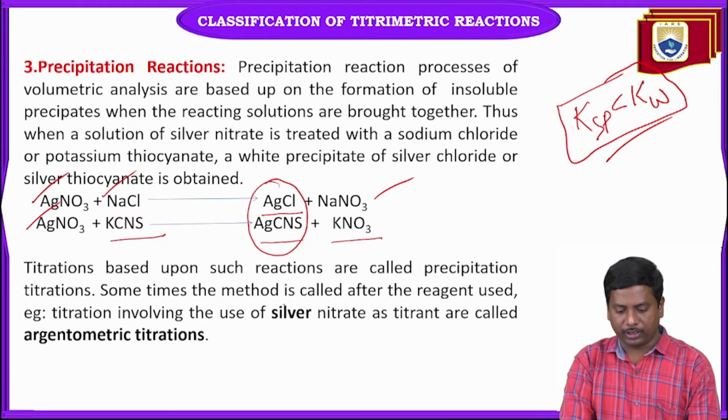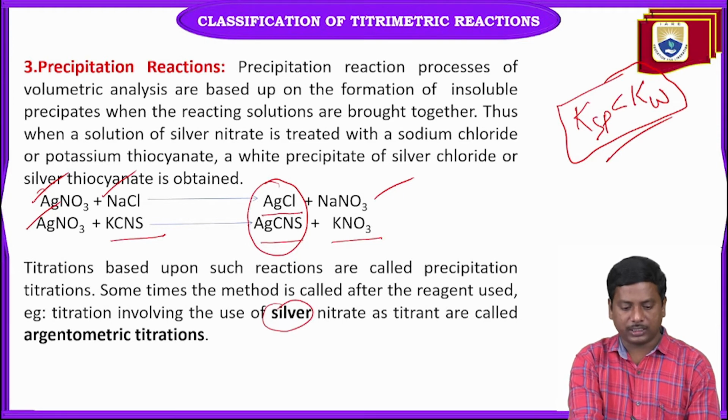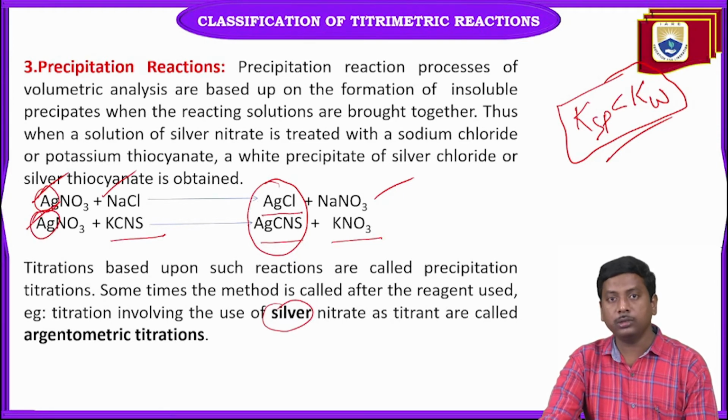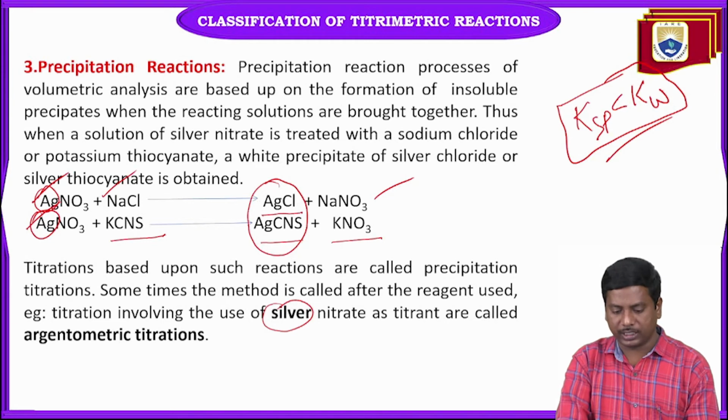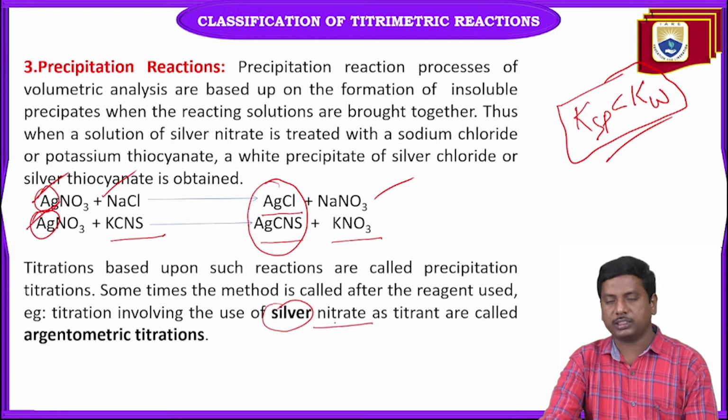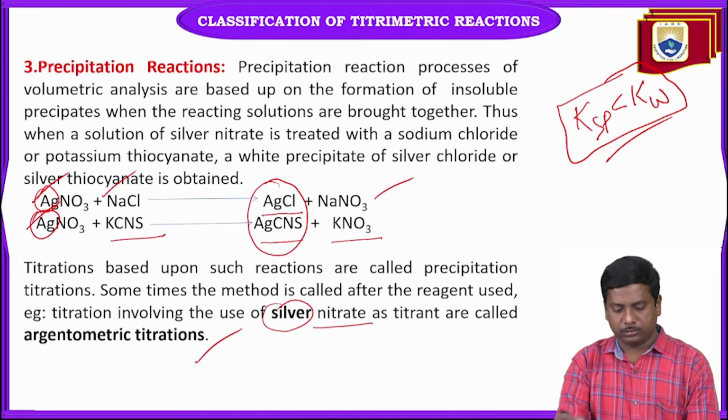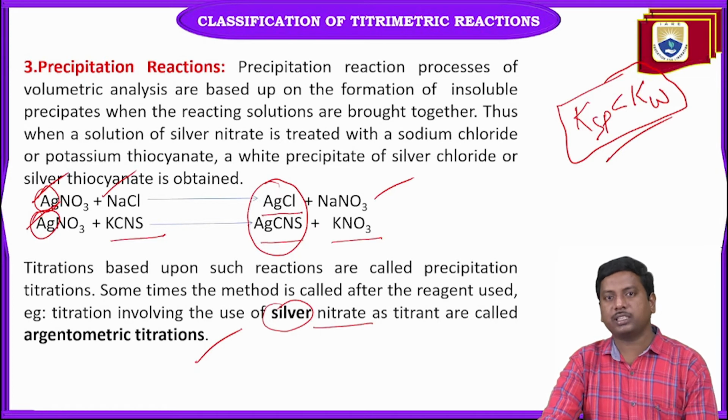For example, titration involving the usage of silver. Why? Because in both cases silver is common, represented by Ag. Ag means Argentum. That's why these titrations are called Argentometric titrations. That means the titrations involve the utilization of silver nitrate, a compound that is the titrant. So in precipitation reactions, Argentometric titrations are very important.